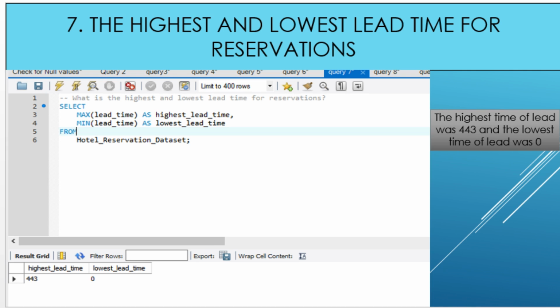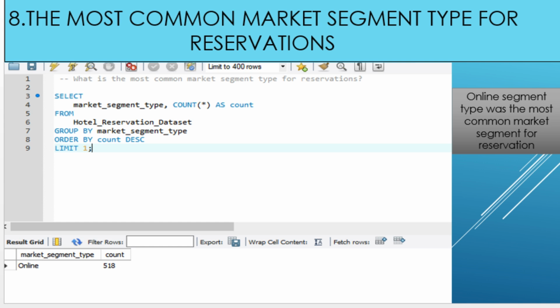The next was the highest and the lowest lead time for reservation. Lead time simply means the time of booking for the client or the customer and the time of the arrival. So we had 443 as the highest lead time, and we had zero as the least lead time. The next was the most booked market segment type for reservation. At the end of the day, we saw that online segment type was the most booked market segment for reservation with a count of 518.